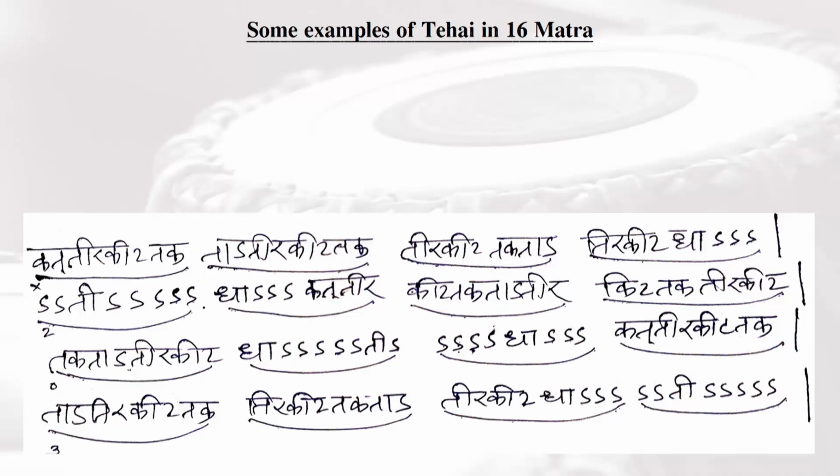So we move to the second Tehai, second example. Tin, ta, ta, din, din, dha. Kat tere kit tak ta tere kit tak tere kit tak ta tere kit dha. Ti dha kat tere kit tak ta tere kit tak tere kit tak ta tere kit dha. Ti dha.